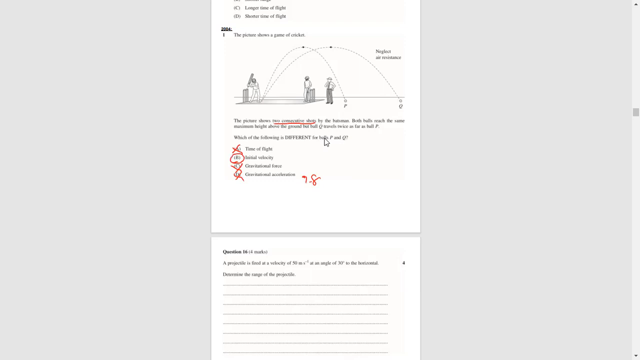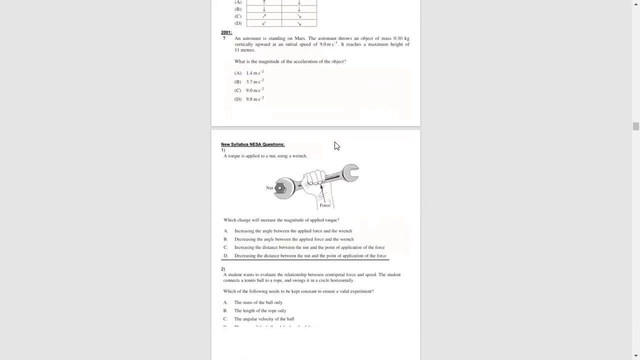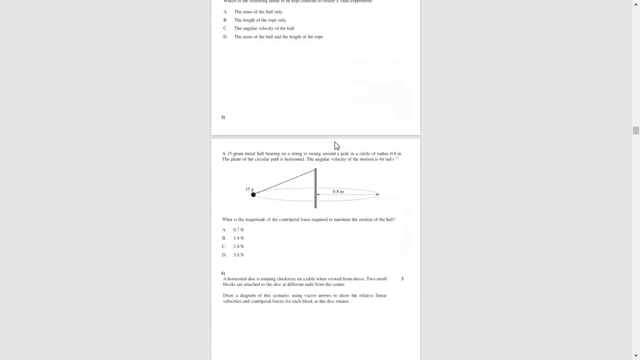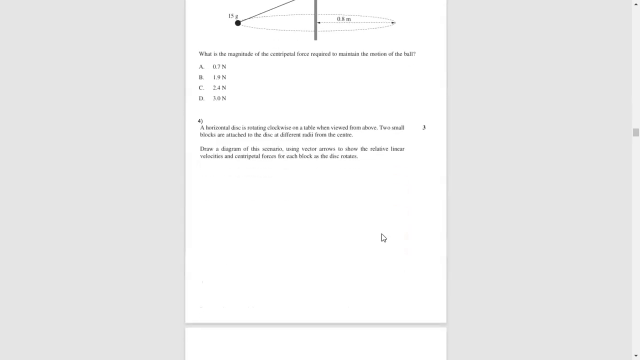In fact, we know that they have the same time of flight. So the only reason that the range is different is because the horizontal velocity is different. The horizontal velocity is only different because they've got different initial velocity. And you can see how knowing that they have the same time of flight really saves you a lot of time there. All right, so circular motion. That looks a bit basic. Let's try to get one that's a bit more difficult.